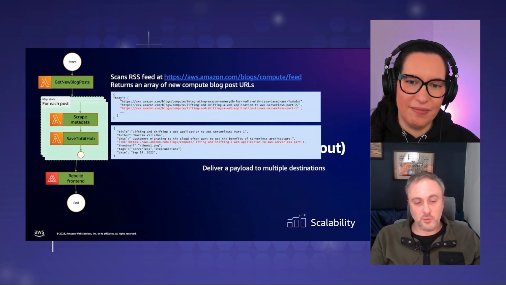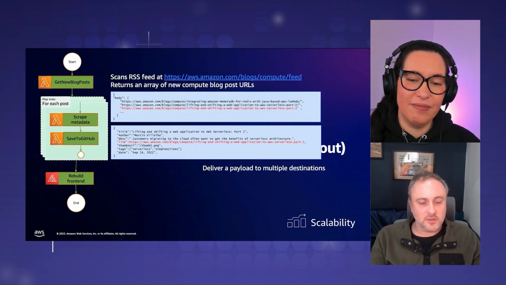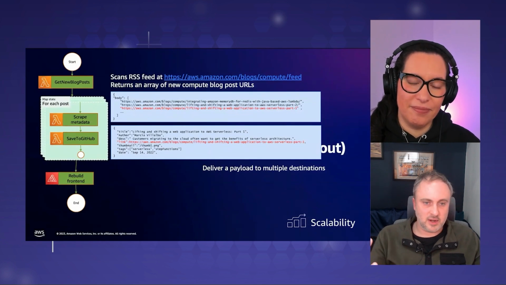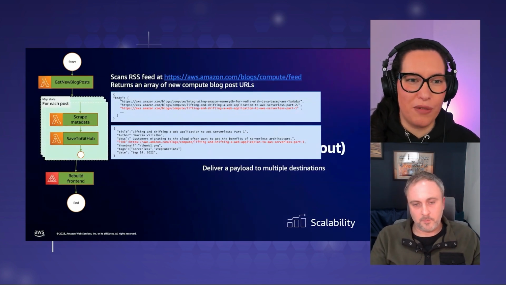So what this let us do was scrape these URLs of new blog posts and update maybe 10, 20 all at the same time, and then rebuild the site dynamically. This is very, very powerful.